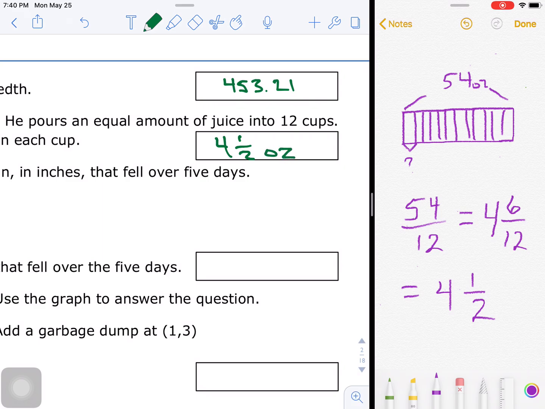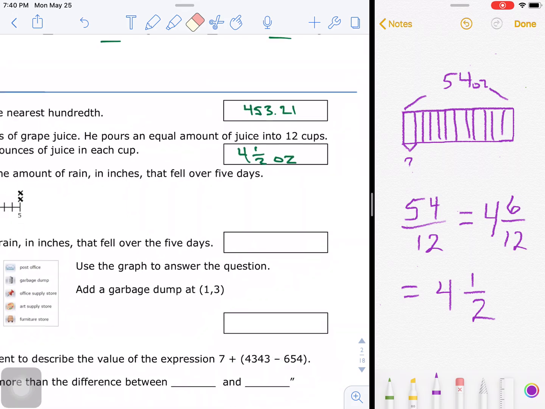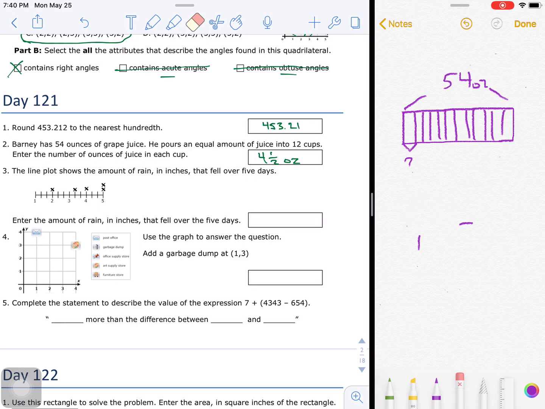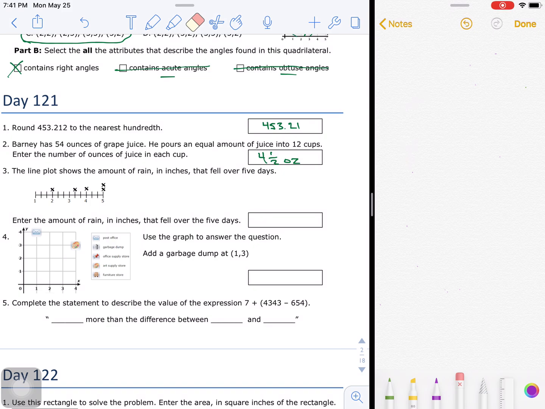Now, we could solve that with decimal division. We could use long division to do that. I just chose, in this case, to use fractions. So I did divide, but I was able to do a lot of that mentally because I know my times tables. Okay, problem number 3.